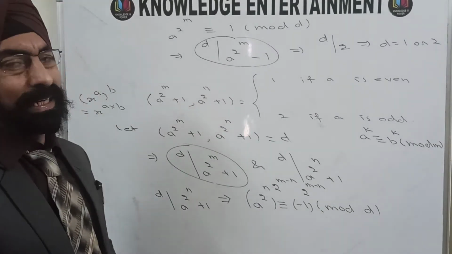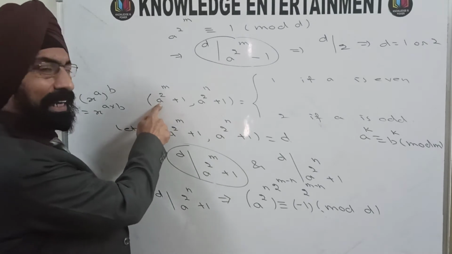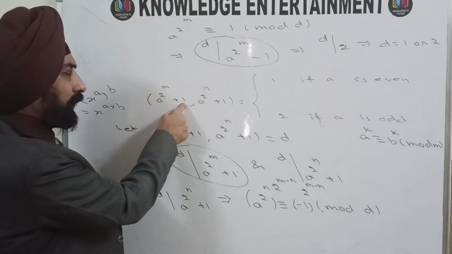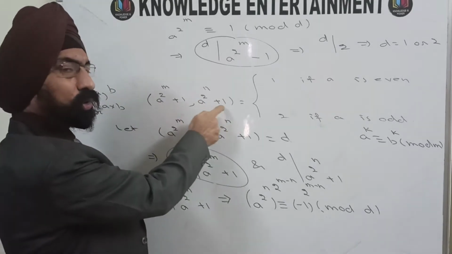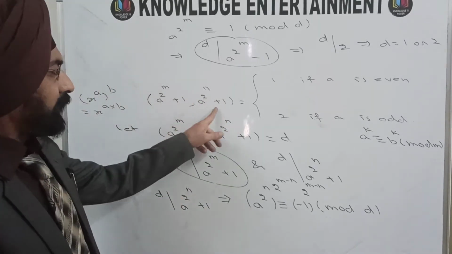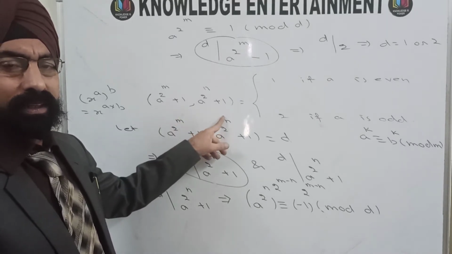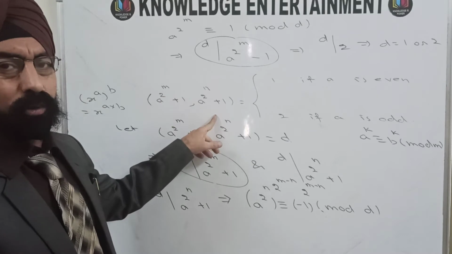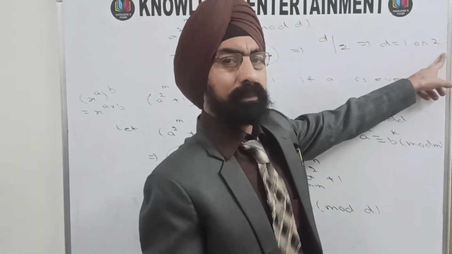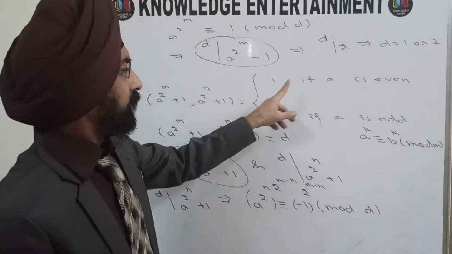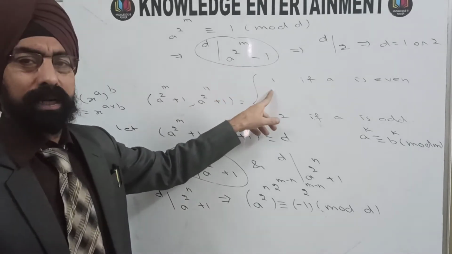Now it depends upon a. If a is even, this is even plus 1, it is odd, and this is even plus 1, it is odd. Both quantities are odd. And if both quantities are odd, 2 cannot be a divisor of both of these. So 2 cannot be the common divisor, and D cannot be 2 in this case. So what will happen? D will be equal to 1. So if a is even, both these quantities are odd, so the GCD will become 1.